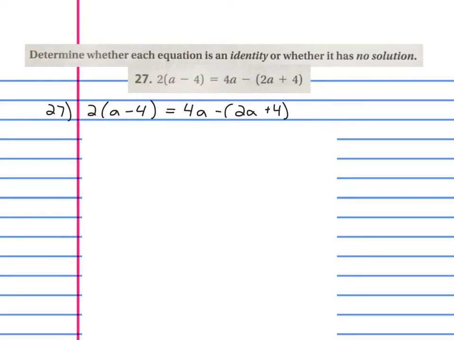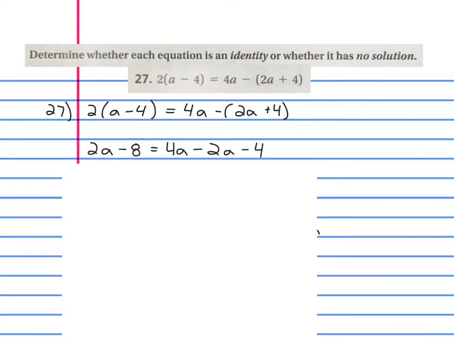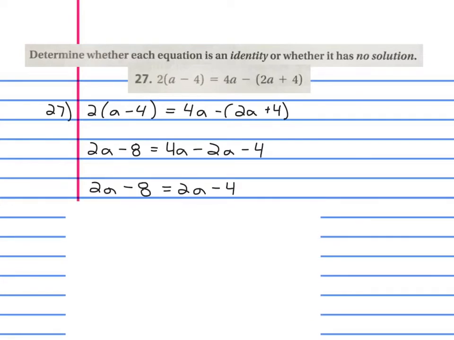Once you start to simplify, what we're going to do here is distribute this 2 through 2a minus 8, and then distribute this negative, so we've got 4a minus 2a minus 4. Okay? And now we need to combine like terms. What are the like terms? Over here on this side, 4a minus 2a is 2a.